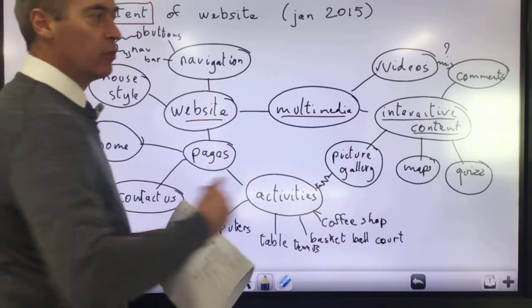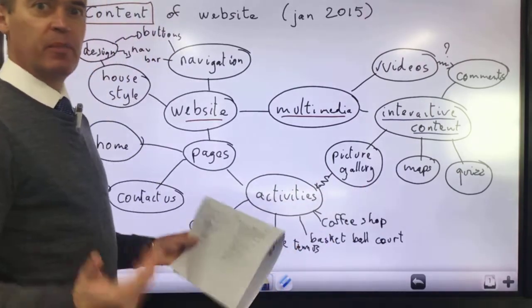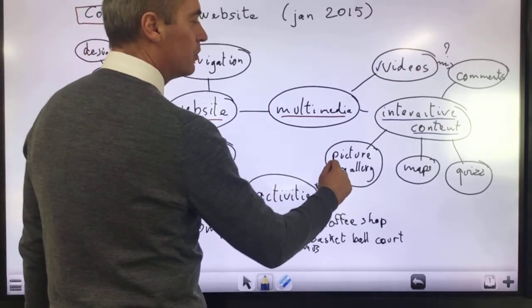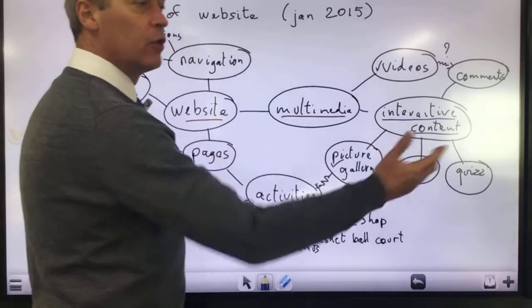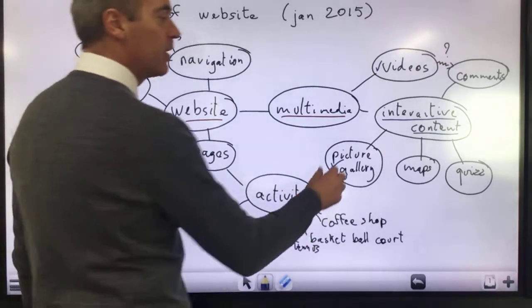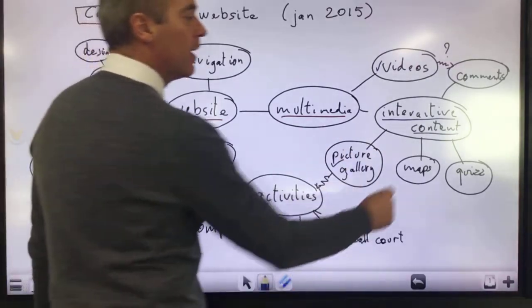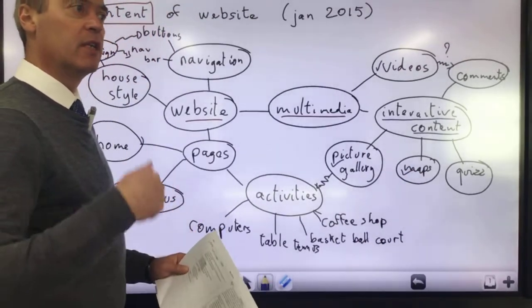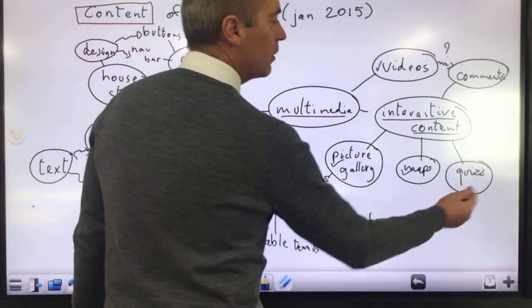It's not a linear progression through a set of PowerPoint slides. So you could have a picture gallery that could either run automatically like a slideshow, or the user can pick and choose which picture and then zoom in. An interactive map, so not a picture of a map, but one that again you can zoom in. And then maybe some quizzes.